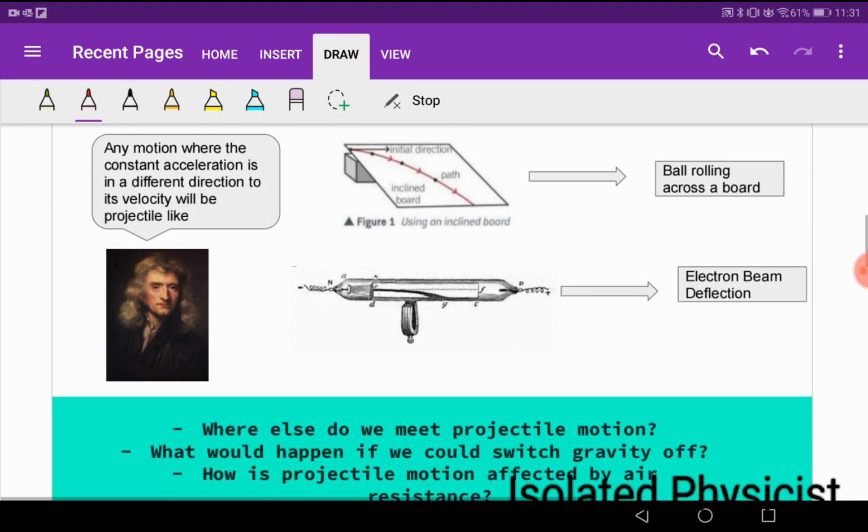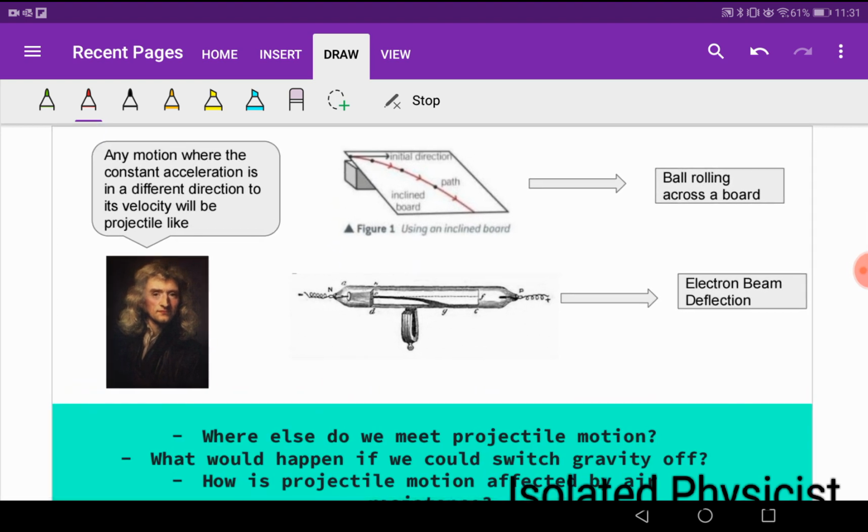So the first thing I'd like to talk about is essentially any motion where constant acceleration is in a different direction to its velocity will be projectile-like. So as long as you've got some acceleration acting in a different direction to the velocity, there'll be some projectile-like motion. I mean, the obvious counter example I think of is a braking car. If you think about the acceleration being off to one side, that kind of motion.